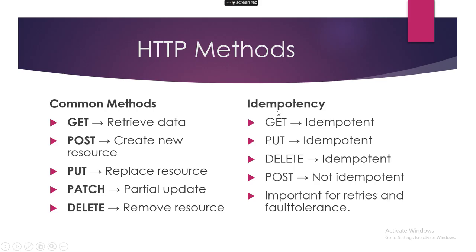So idempotency, right? This is another very important thing you need to understand, and it's very important for retries and fault tolerance. So what is idempotency? Idempotency talks about whether or not you get the same result if you run the same query. An HTTP method is idempotent if you can run the same request with the same parameters and get exactly the same result. However, if you run the same request and get a different result, then that HTTP method is not idempotent.